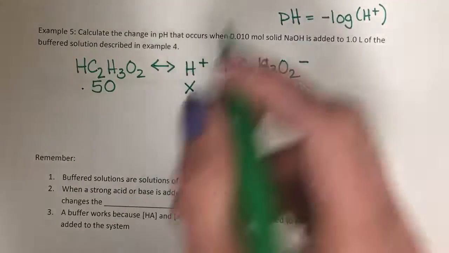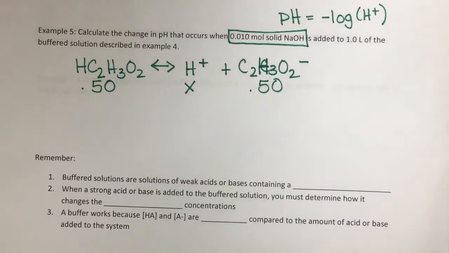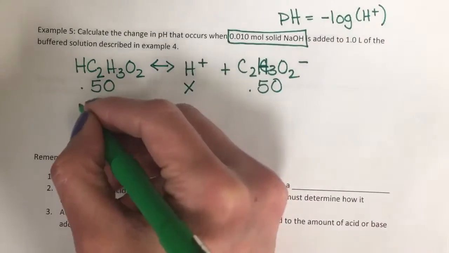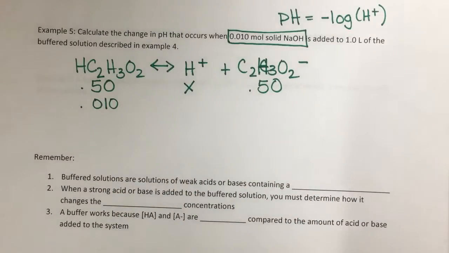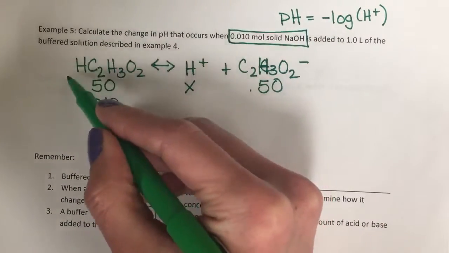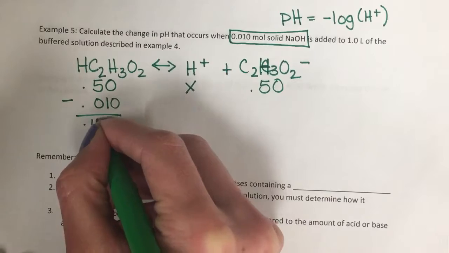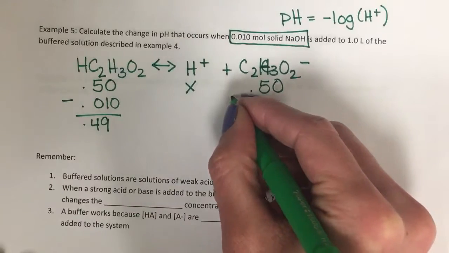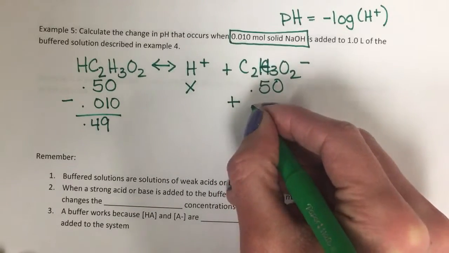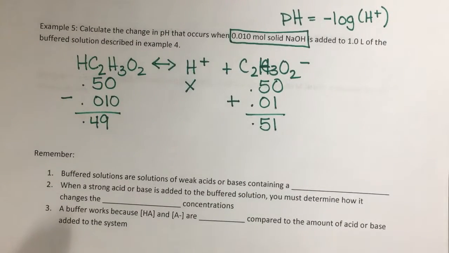But now I'm going to add a base to my system. Now this is going to change my concentration. So I'm adding 0.010 molar base. My base is going to neutralize my acid, so I'm going to subtract this. So I get 0.49. If it neutralizes my acid, it's going to form more of the conjugate base. So I get 0.51. And then it's exactly like the problem before.